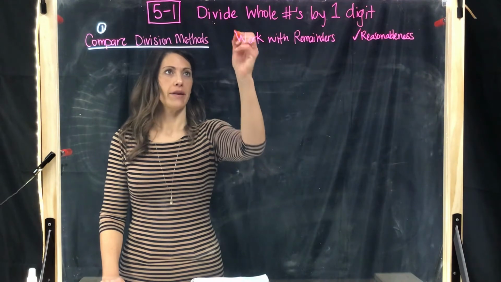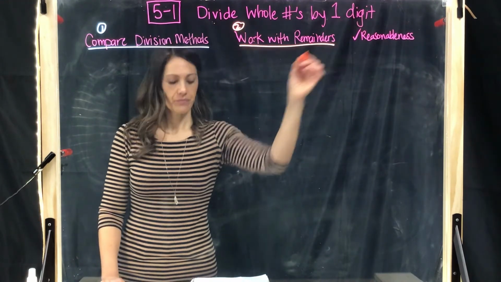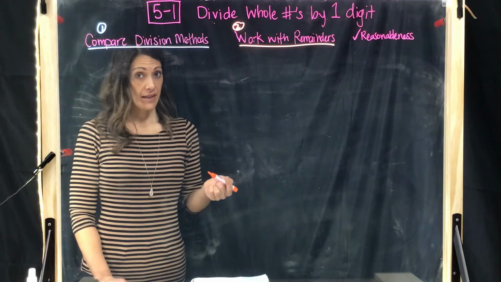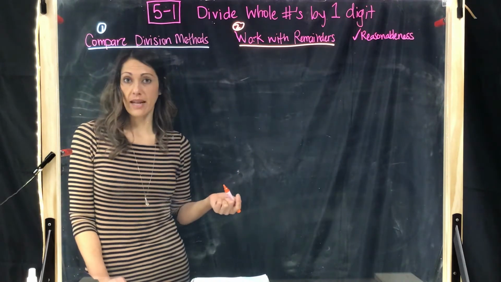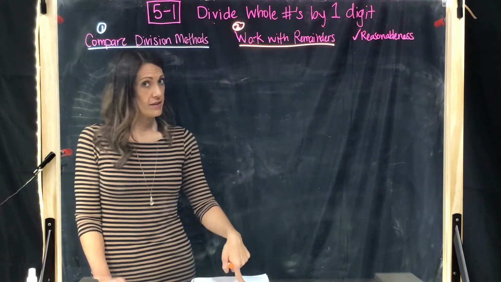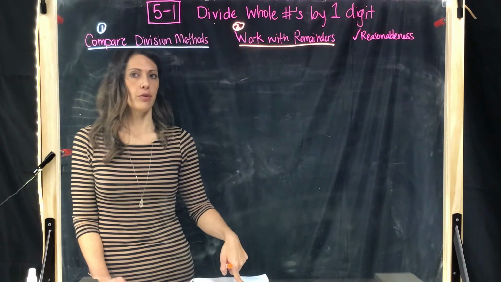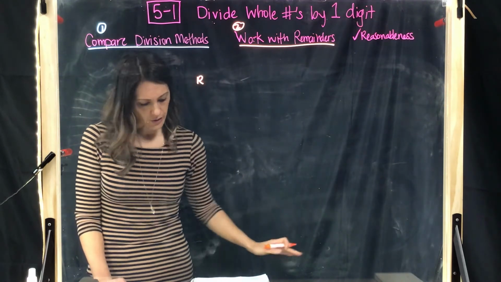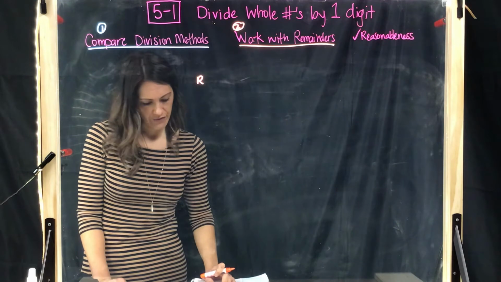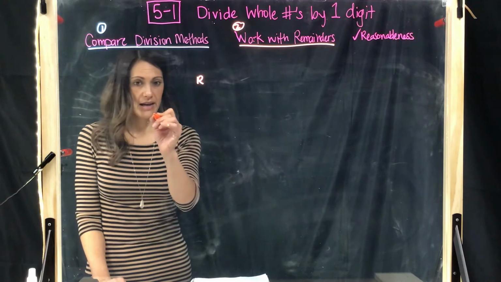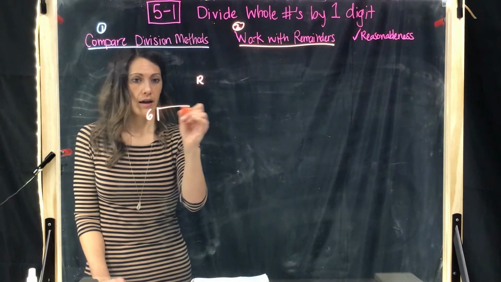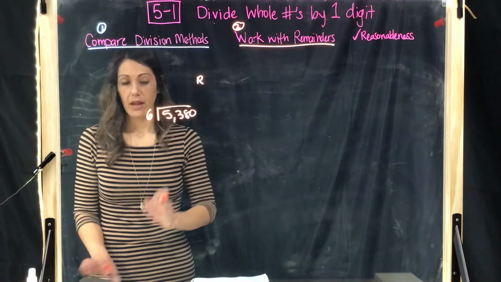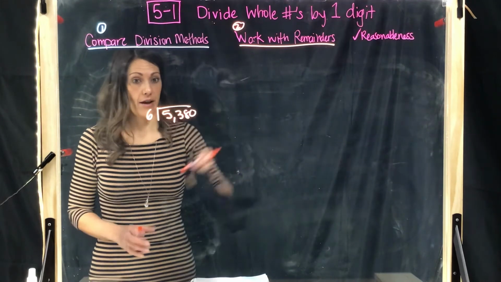Now let's work with remainders. This is the second thing we're going to do. All the problems before that were divided evenly. Now let's find a couple of division problems that have remainders. There's a couple of things that you can do with remainders. Today we are going to put a little r and put the number left over next to the r. So I'm going to go to page 165 in your fact sheet. I'm going to look at number 9, and I have 6 divided by 5,380, okay? And I know that these ones are going to have remainders.